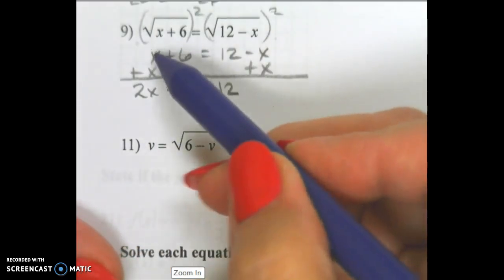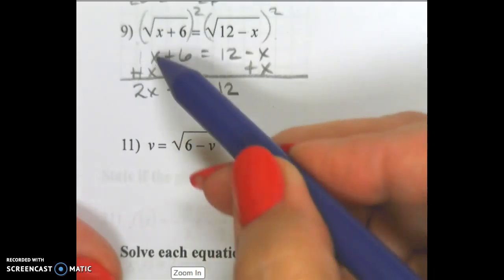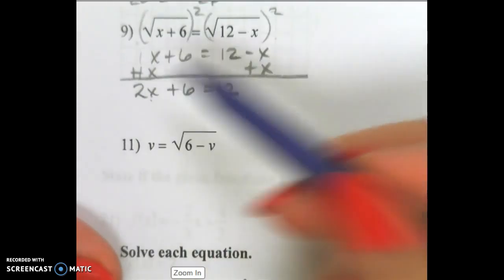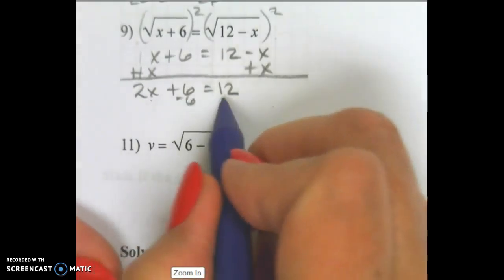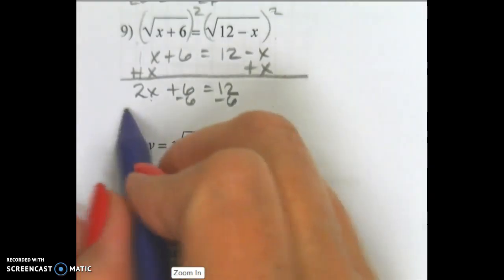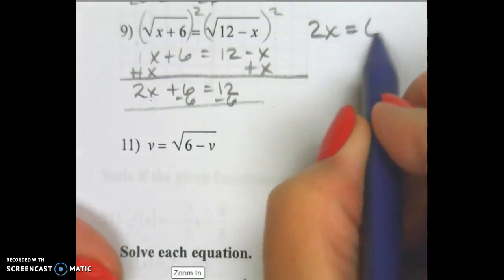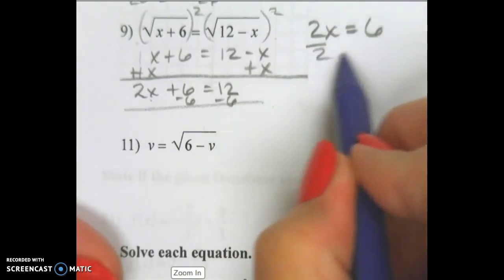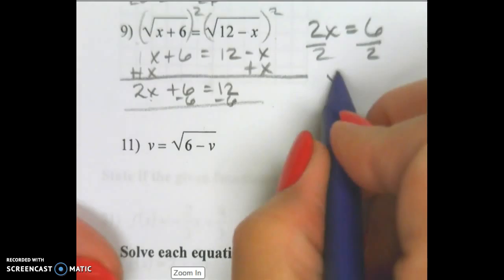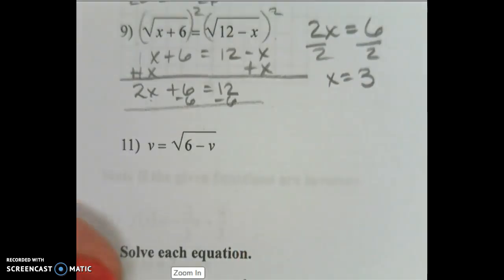Be very careful. Realize that that's 1 plus 1. 1x and 1x is 2x. Subtract my 6. So I get 2x is equal to 6. Divide by 2. And x equals 3.